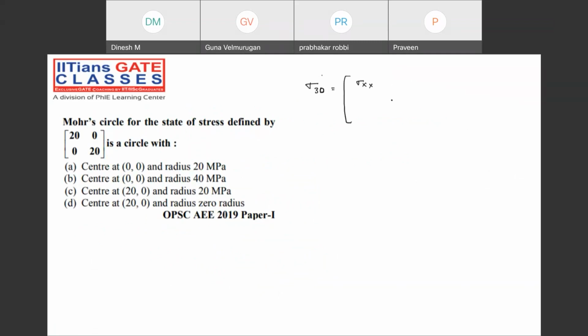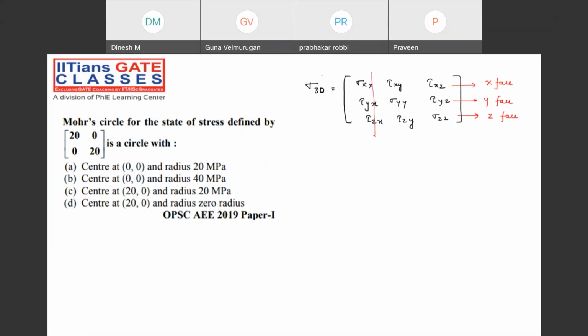sigma xx, sigma yy, sigma zz, tau xy, tau xz, tau yx, tau yz, tau zx, tau zy, tau zz. This is nothing but what we call the 3D stress matrix. In this one, my dear friend, this row is nothing but the x face, this is the y face, and this is the z face, right?